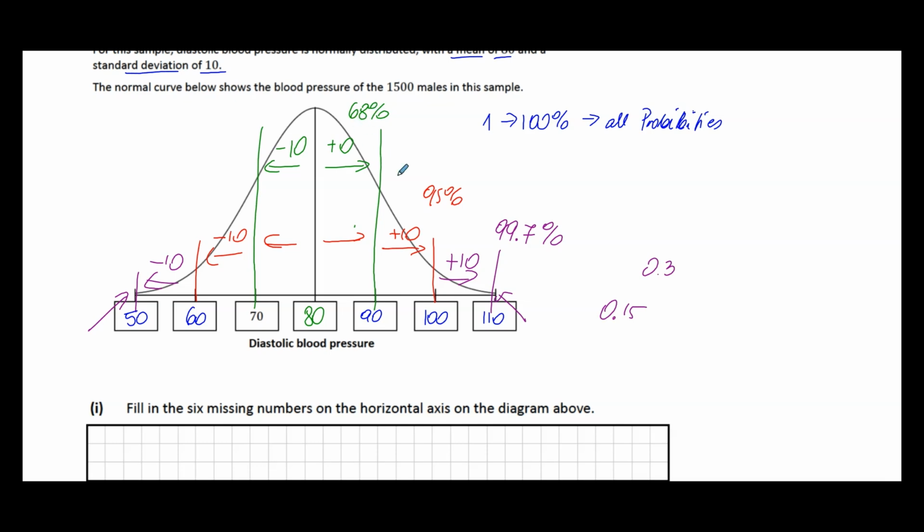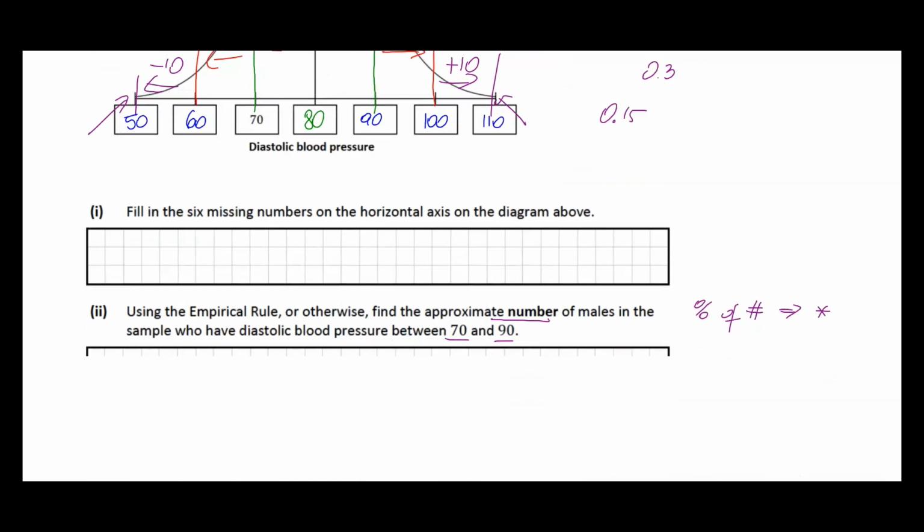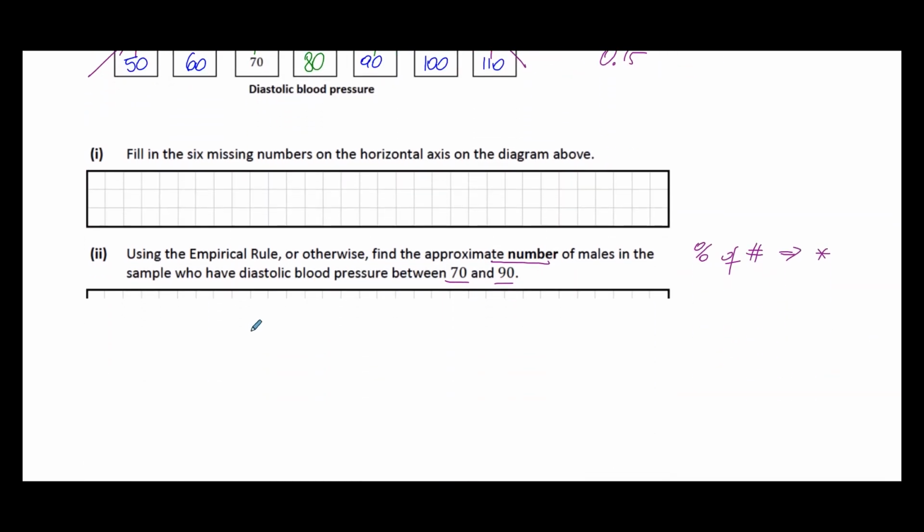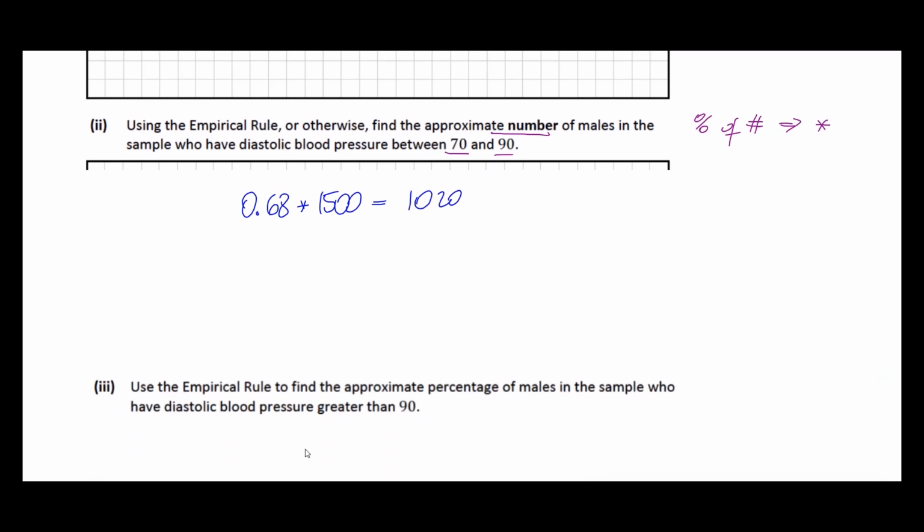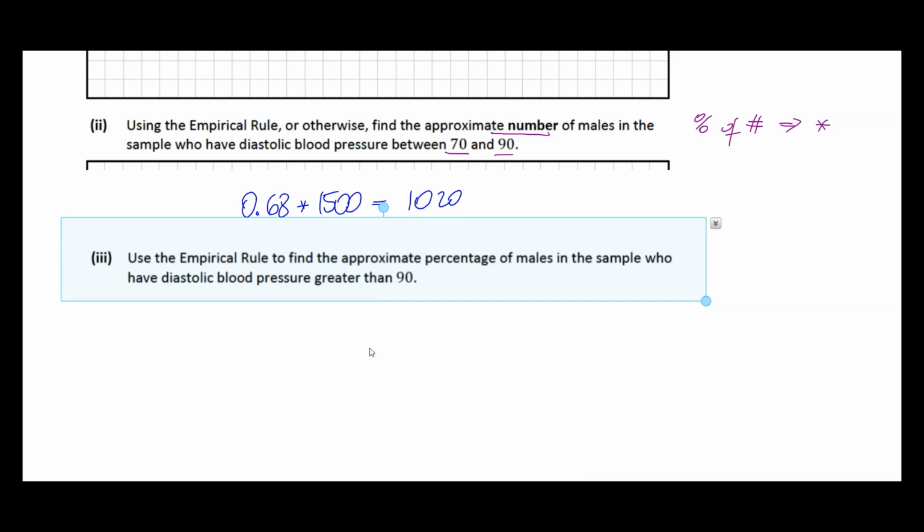So that's what I'm saying. Remembering the percentage is the difficult part. So therefore, we take 0.68, we multiply by 1,500, we put that in the calculator, we press equal, and we get 1,020.